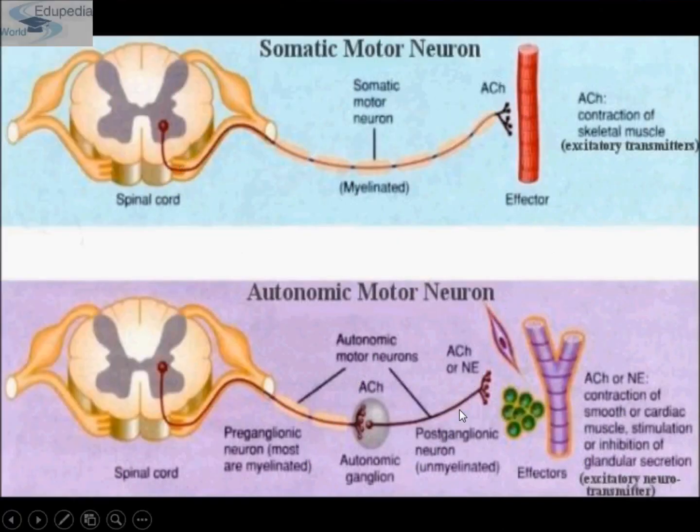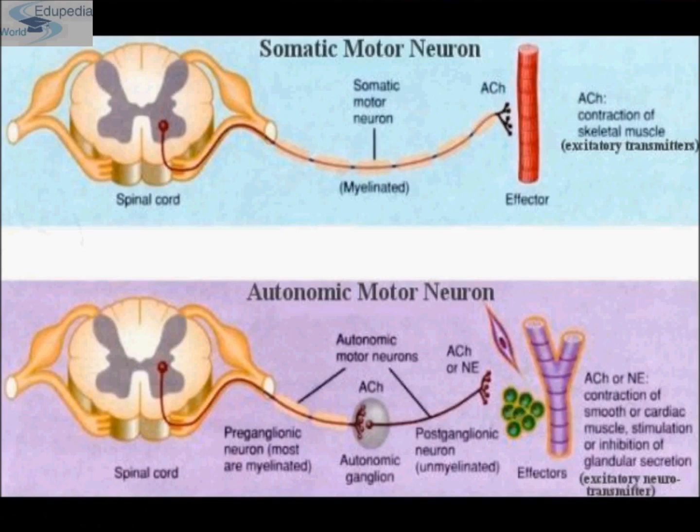Now, this is your somatic motor neuron and this is your autonomic motor neuron. See, from the spinal cord this is the myelinated axon, and this is acetylcholine. This is acetylcholine and this is your effector. Your effector here is skeletal muscle, because the somatic motor neuron regulates your skeletal muscles, or you can say that only voluntary actions can be done with the help of your somatic nervous system.